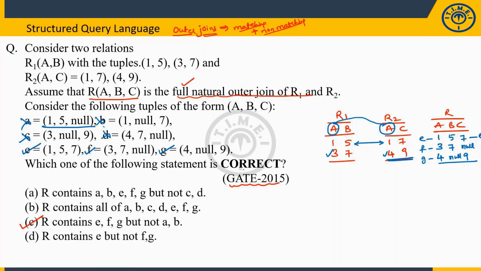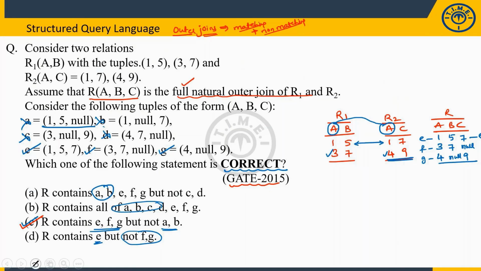Now, which of the following statements is correct? E, F, G is correct. So, correct answer for the question is R contains E, F, G. That is perfect. So, R contains AB is wrong. R contains ABCD is wrong. R contains E, not F, G is wrong. R contains E is okay, but not F, G is wrong, because R contains E, F, G, both matching and non-matching rows from the output. It was asked first time in 2015.